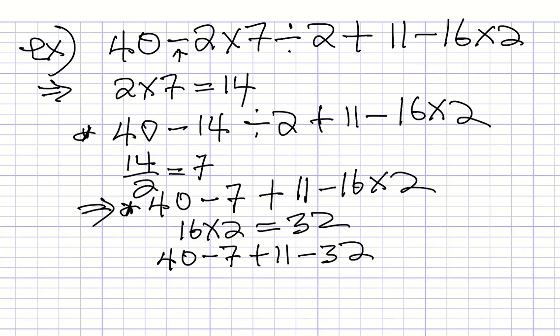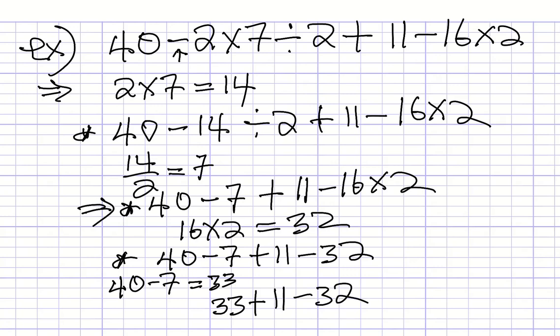See how you do it? Then you keep going from left to right. You can't jump from right to left. You gotta continue from left to right. 40 minus 7. What do you get? You get 33, right? So you rewrite that. You say 33 plus 11 minus 32. 33 plus 11 is what? 44. So you replace that with 44, and then you bring down 32. That's 44 minus 32 is 12. So 12 is the answer.